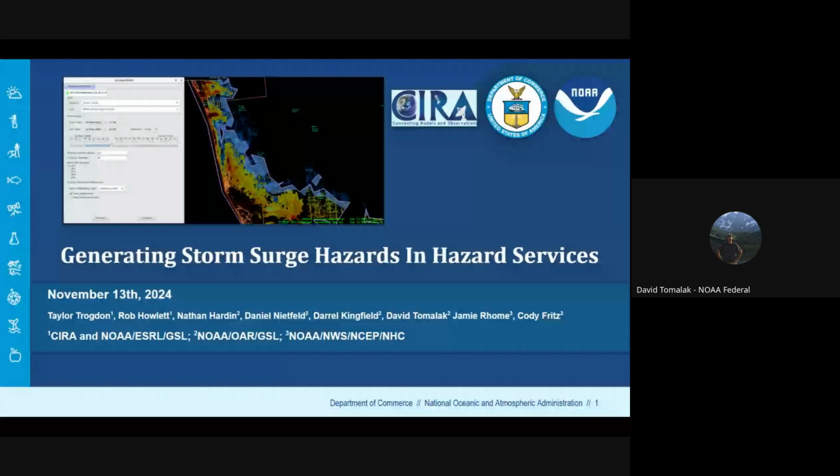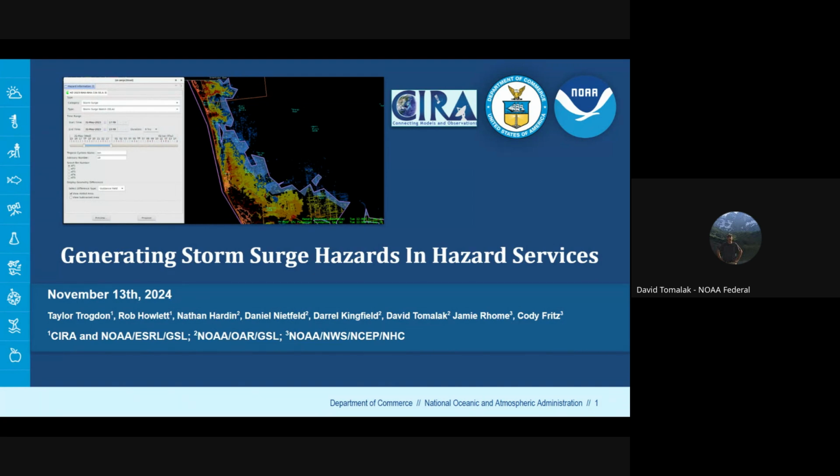Now, this project is a pretty large collaboration effort, as you can see from the list of names at the bottom. The storm surge project that I'm going to be presenting is built around a newer framework within the National Weather Service called Hazard Services. For those that don't know Hazard Services, what is it? Hazard Services is a modernization of a software framework that's used by the National Weather Service to issue watches, warnings, advisories, and other information about hazardous phenomena within the Advanced Weather Interactive Processing System, otherwise known as AWIPS.